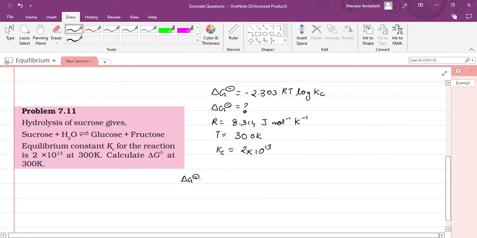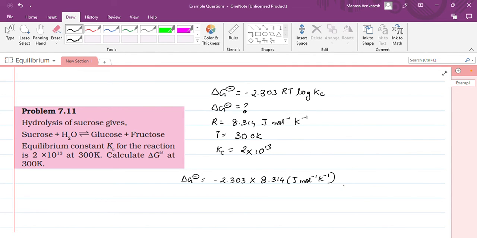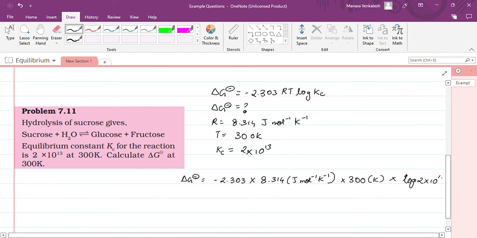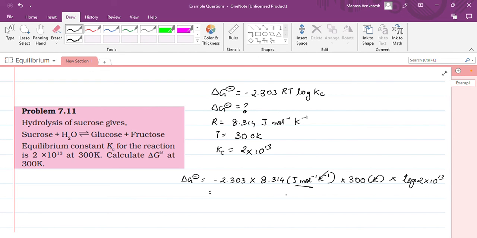So delta G minus will be equal to minus 2.303 into R, which is 8.314. Let's put the units in brackets so that it's easier to identify. Per Kelvin into 300 Kelvin into log 2 into 10 to the power 13. So basically the Kelvin and Kelvin will get cancelled out, and this is exactly what we want, joules per mole. So we'll be left with that in terms of the units.